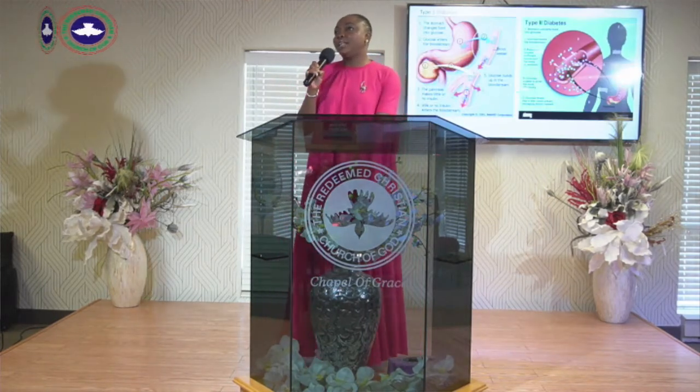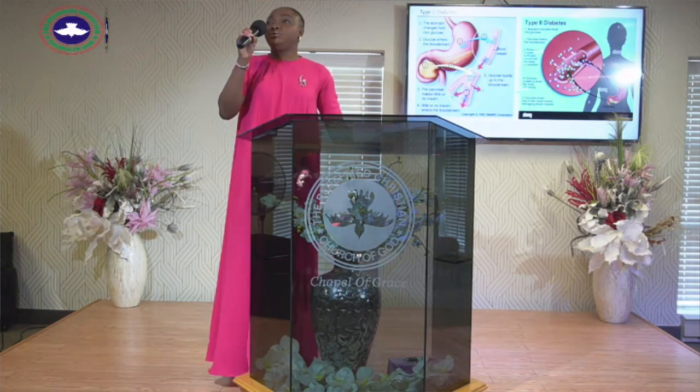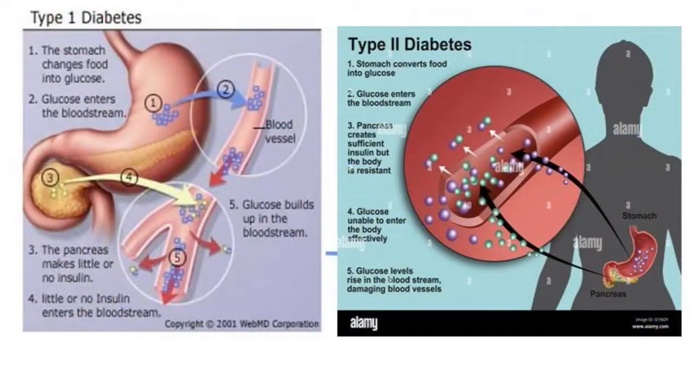So these are like flow charts showing us how type 1 diabetes and type 2 diabetes are caused. Now in type 1 diabetes, yeah. Can you see the red? No, you can't. Okay, let's just go ahead.